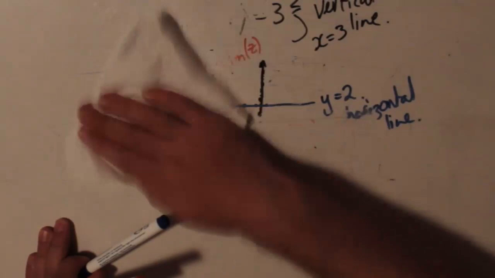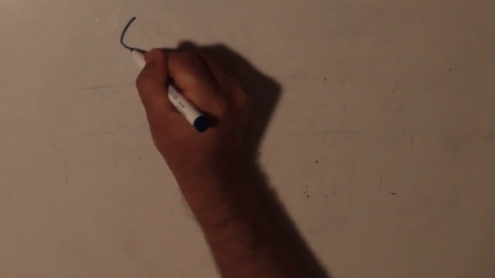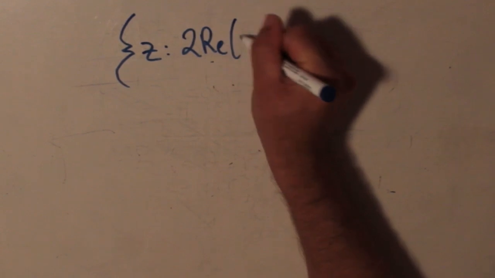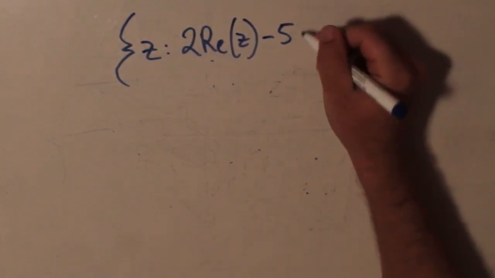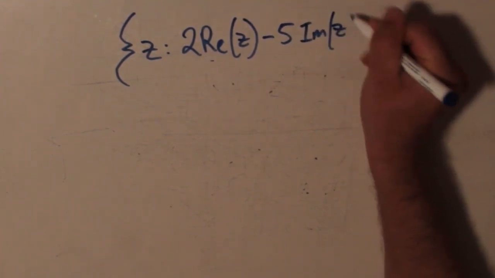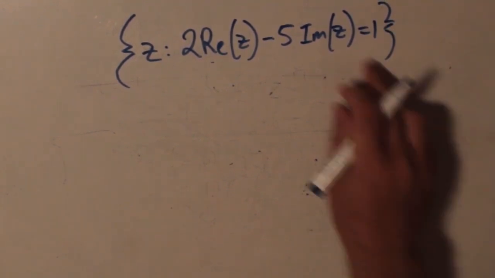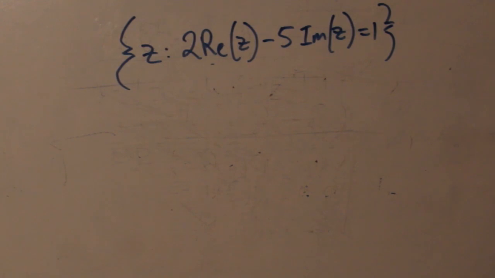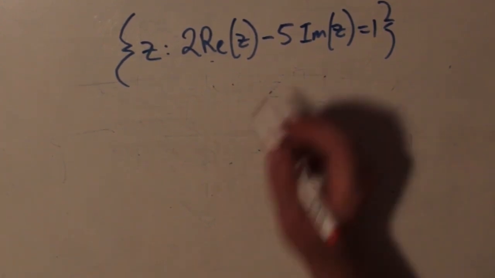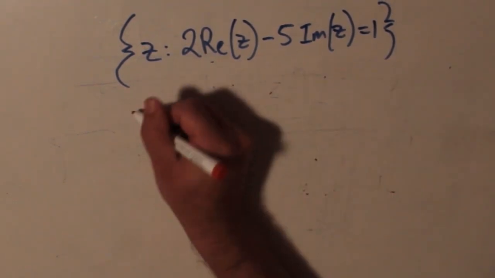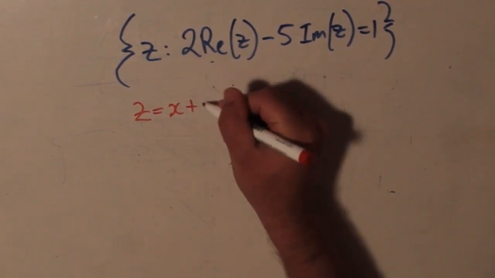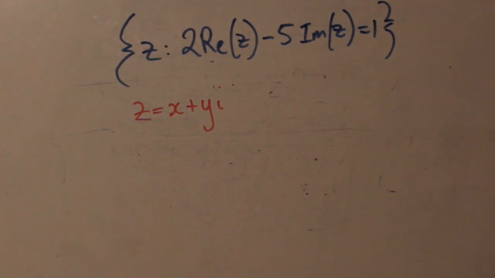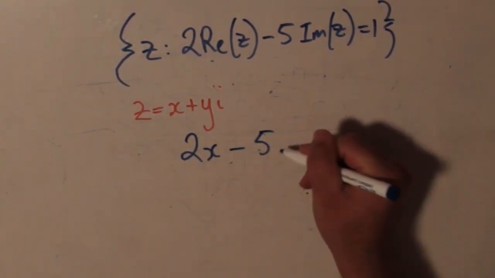Let's get rid of this. Now, pretty easy examples. Let's do some more examples. What are we going to get for the set of numbers Z such that twice the real part of Z minus 5 times the imaginary part of Z is equal to 1? Okay, so what's this set going to look like? We could solve this algebraically if we wanted to. All complex numbers can be written as x plus yi, so the real part of Z is x, and the imaginary part of Z is y. So we've got 2x minus 5y is equal to 1.